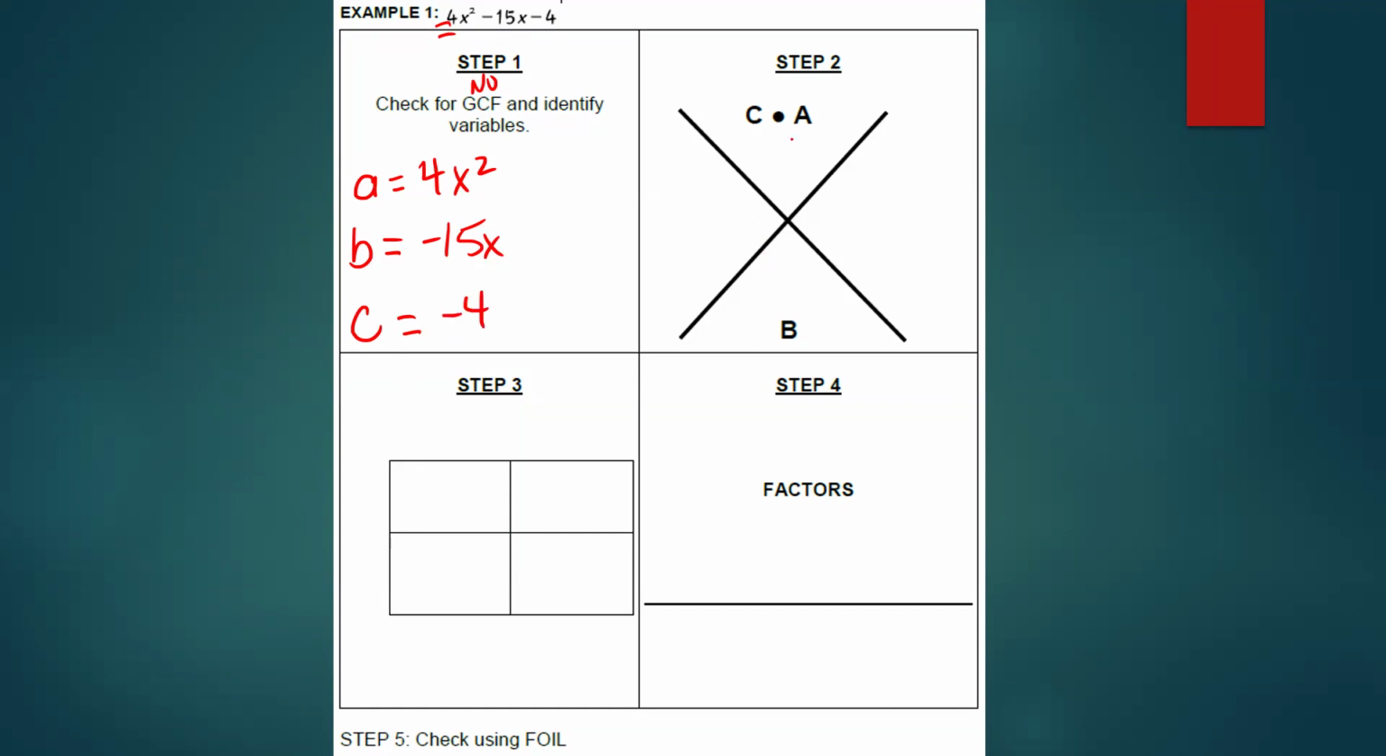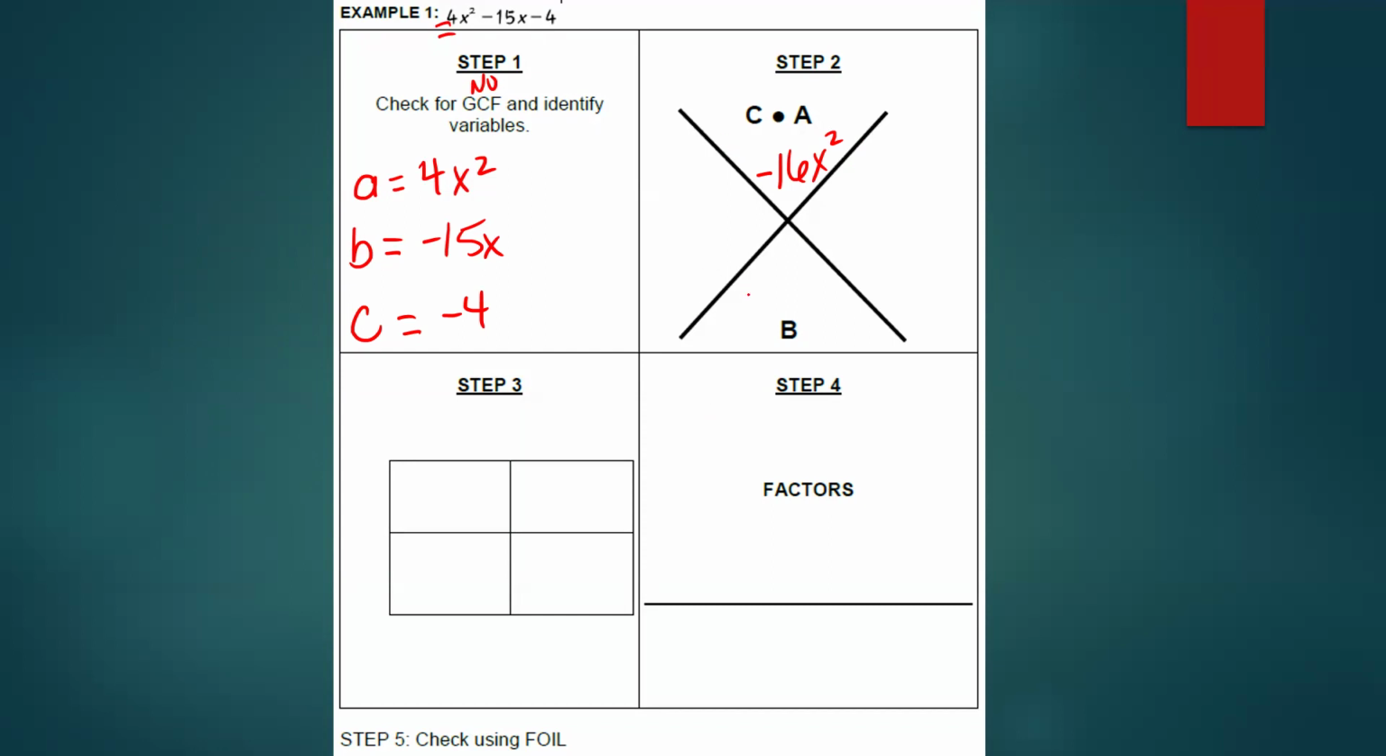Now, because of A, we can't just ask what multiplies to give us C anymore. We have to ask what multiplies to give us C times A. So what is C times A? 4x squared times negative 4. Negative 16x squared. 4 times negative 4 is negative 16.